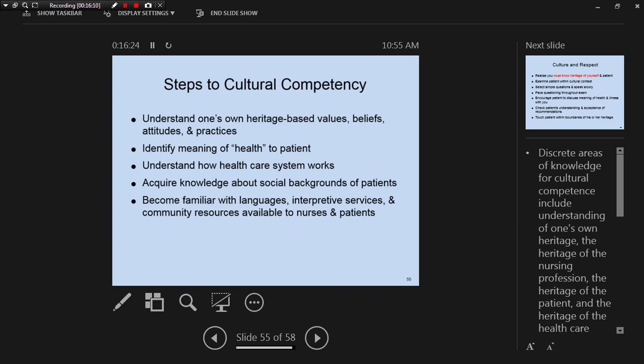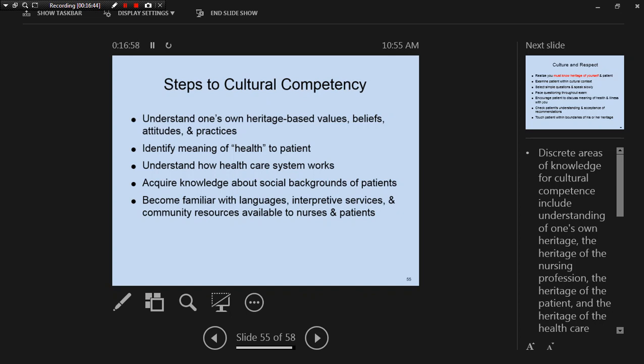There's some other steps to cultural competency, and I think you can probably find this in the textbook, but this is an important component for you to remember. So I think in order to be able to provide culturally competent care, you need to understand your own heritage-based values, beliefs, attitudes, and practices. So what is your culture? What do you believe in? What are your traditions, values? We need to identify the meaning of health to the patient.